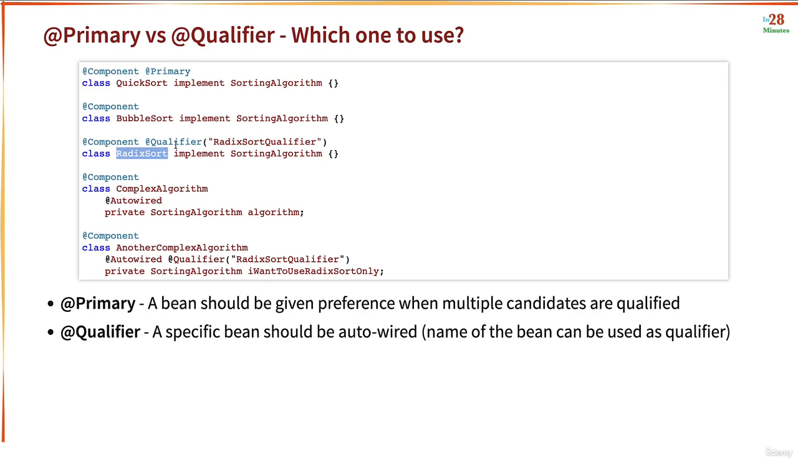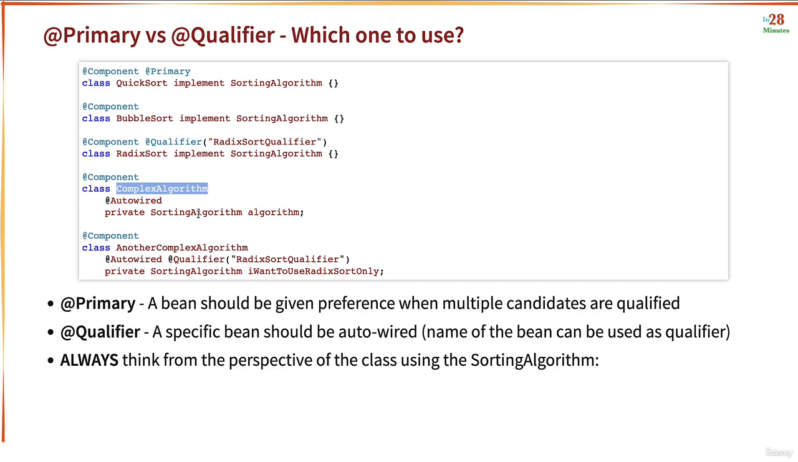Over here, you can see that we are adding @Qualifier on RadixSort. What's the name we are giving it? RadixSortQualifier. And over here in AnotherComplexAlgorithm, we are adding an annotation. We are saying @Qualifier("RadixSortQualifier"). So in AnotherComplexAlgorithm, we only want to make use of RadixSort. In ComplexAlgorithm, we are saying we want to use a sorting algorithm. Give me the one with the highest priority.